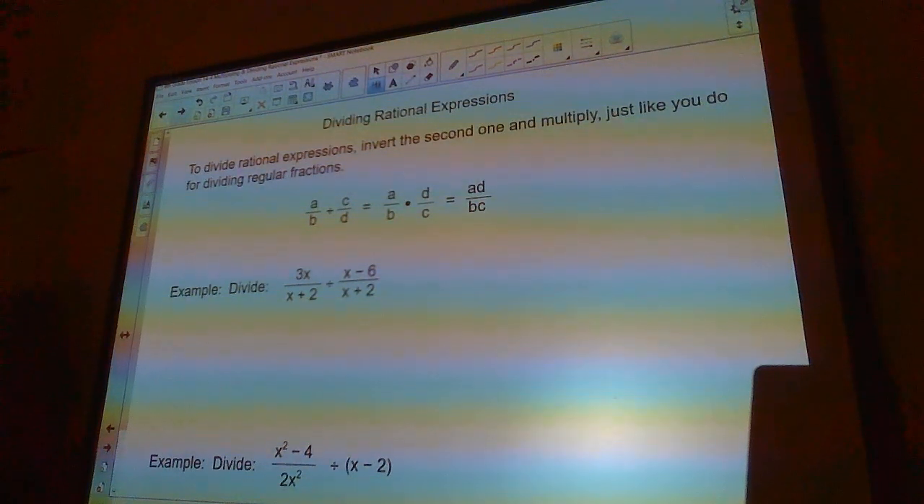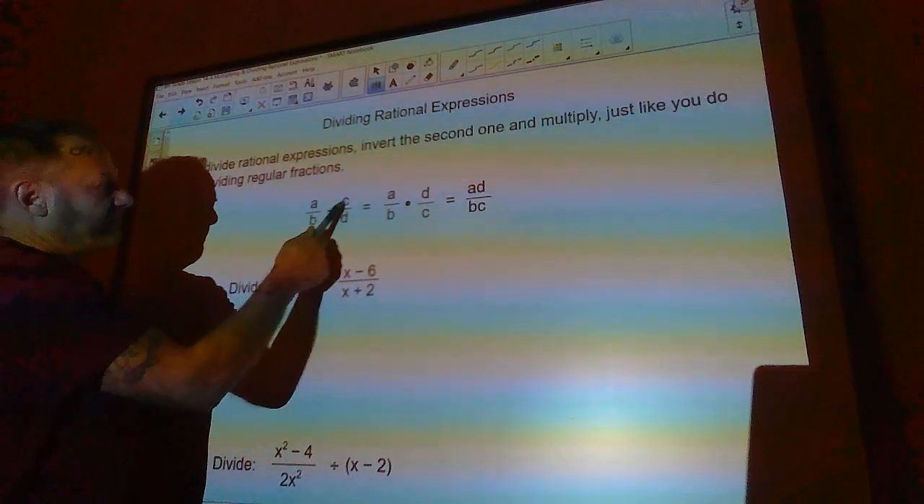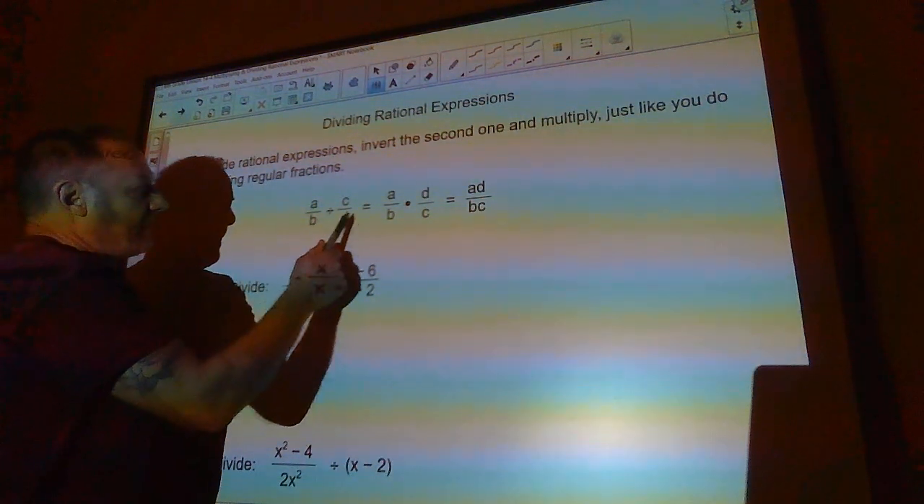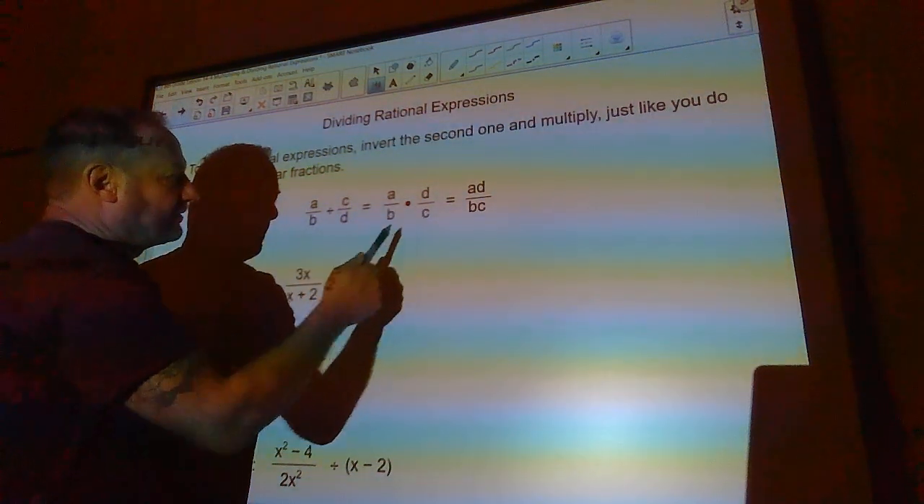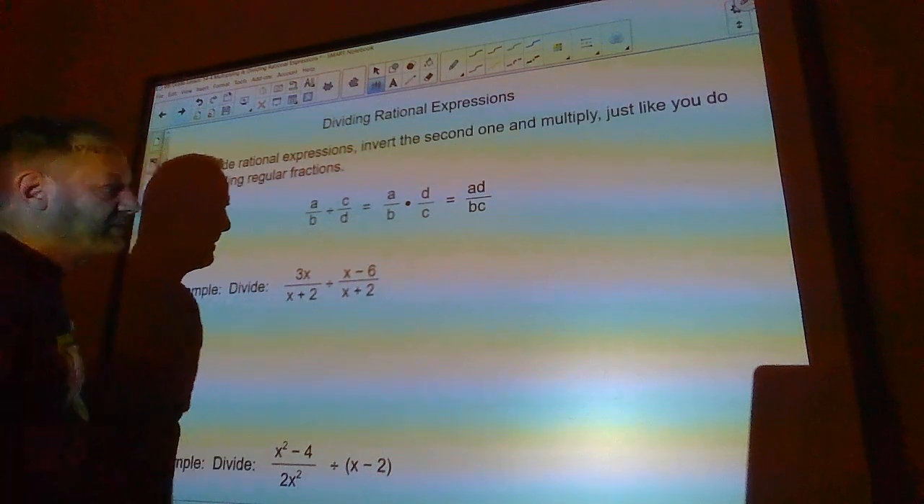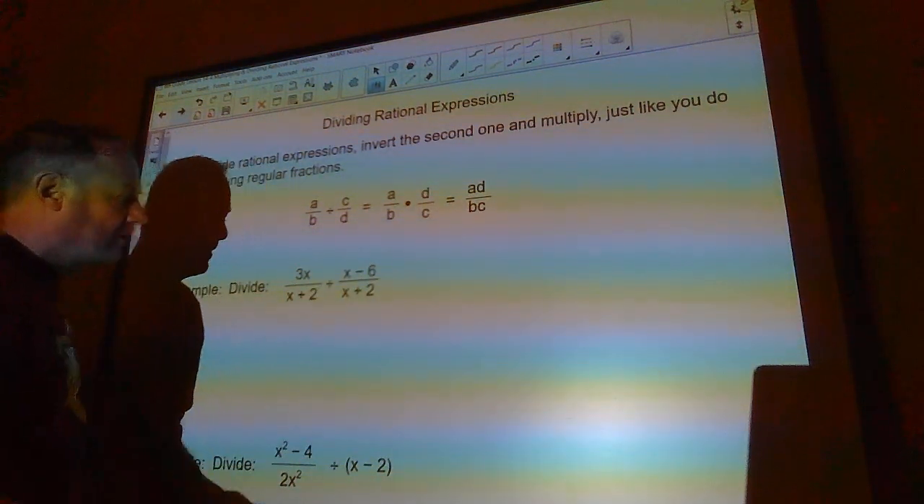Okay, dividing rational expressions. So you divide these the same way you do regular fractions. So if I've got a over b divided by c over d, that means I'm going to invert this one and multiply. So I'm going to get a over b times d over c, and that's going to be a times d over b times c. So it works exactly the same way, except I got to remember to flip the second one.